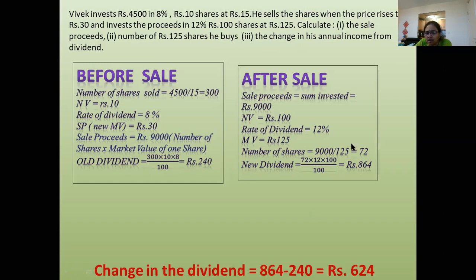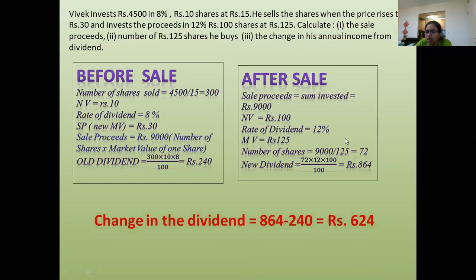Change in his annual income: new dividend minus the old dividend. 624 will be the change in his annual income. Is that clear?